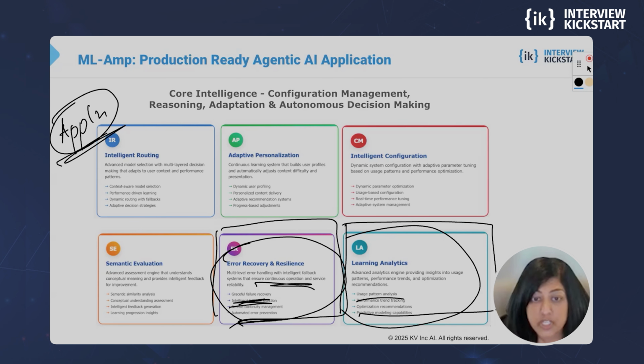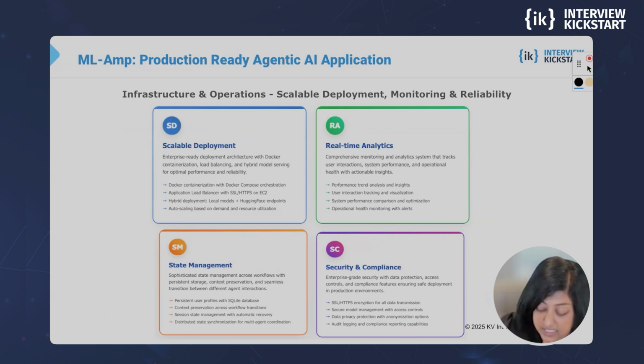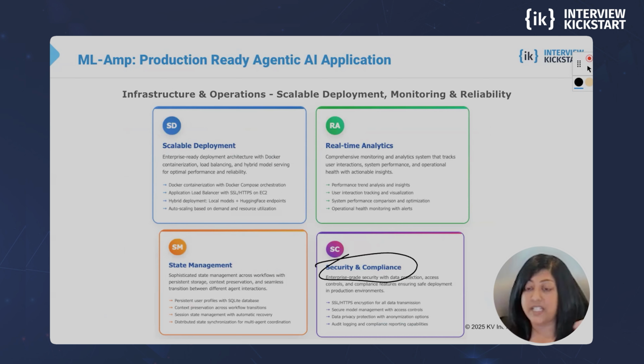Now, from the infrastructure side of the house, security and compliance. Again, this is a no-brainer. When we think about engineering applications that stand out, it comes down to the infrastructure that we stand up. We need to provide enterprise-grade security. There should be no vulnerabilities. Data should be protected, the right access control should be in place, ensuring safe deployment in production environments. So that's where you see the SSL and HTTPS. The ALB has been enabled with SSL and HTTPS encryption for all data transmission.